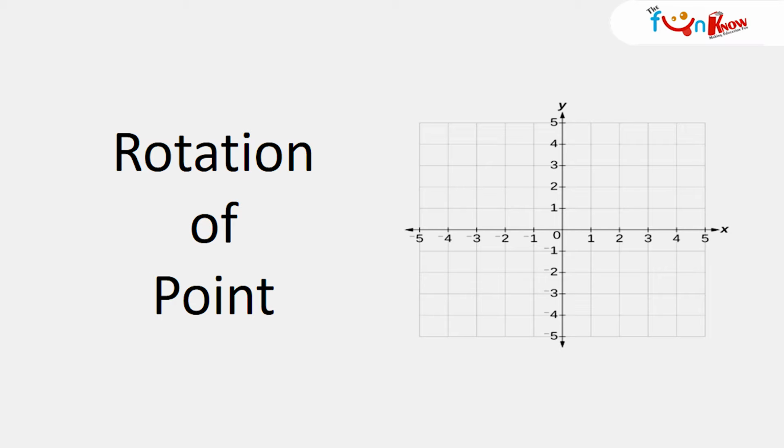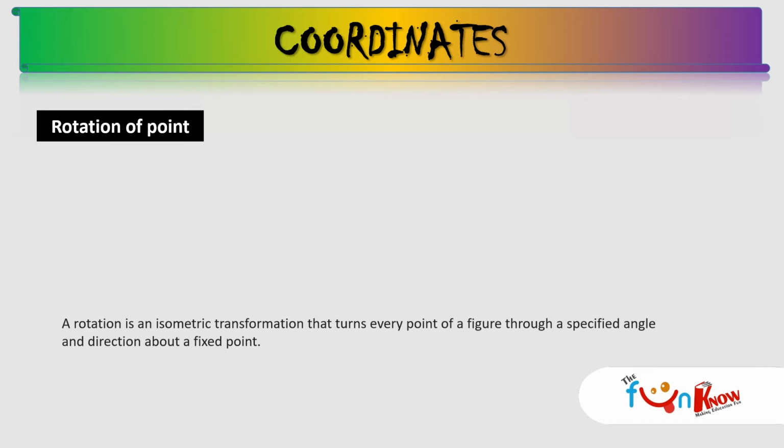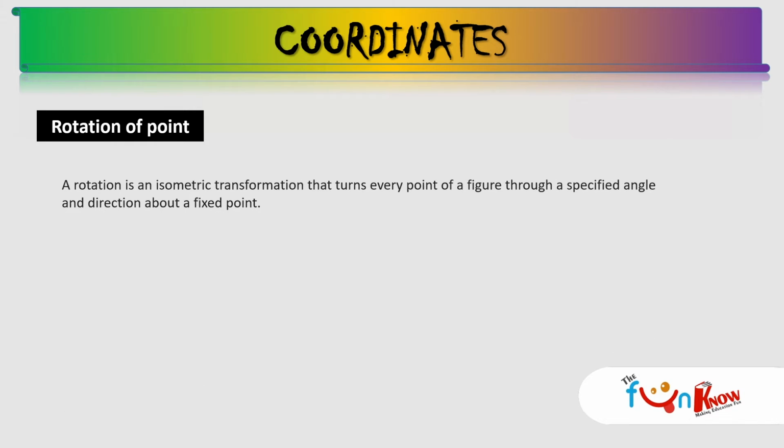Today we are going to study another interesting topic of coordinates, which is known as rotation. Students, let us understand rotation of a point first. A rotation is an isometric transformation that turns every point of a figure through a specified angle and direction about a fixed point. That means a rotation of a point is a turn of that point with a specific angle and in a specific direction about the fixed point.